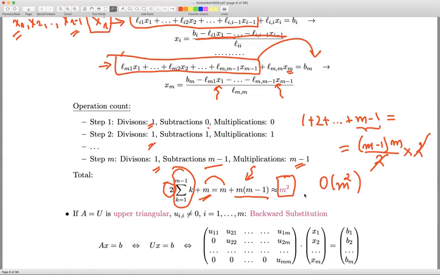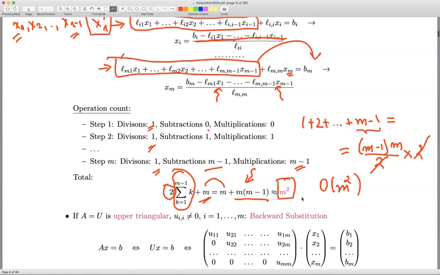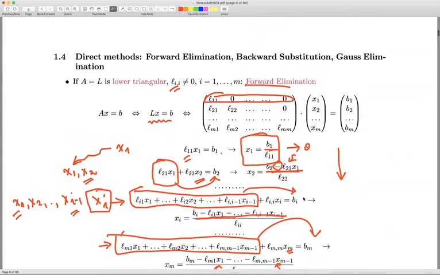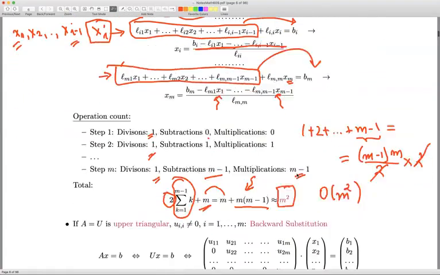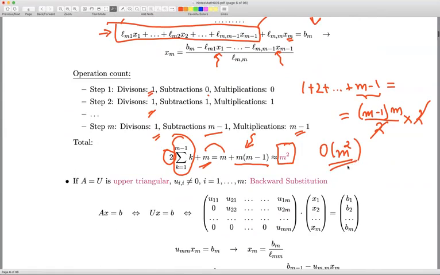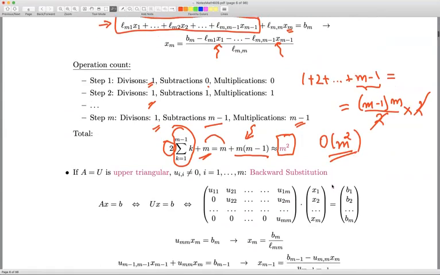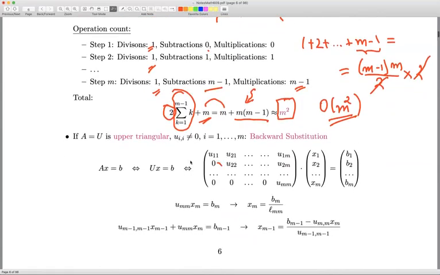So let us keep in our mind that if we do forward elimination, which is a method that works only if the matrix is a lower triangular matrix, then the operation count is approximately m squared. Similar thing is done when the matrix A is an upper triangular matrix.